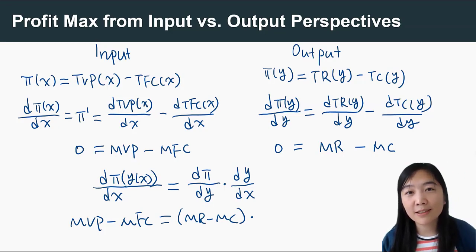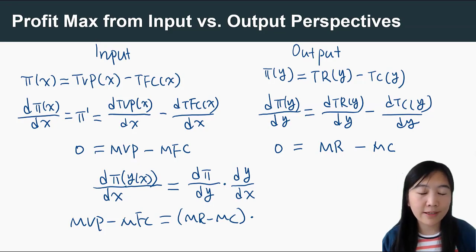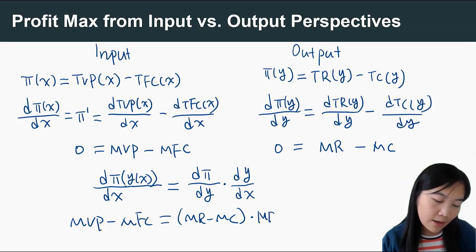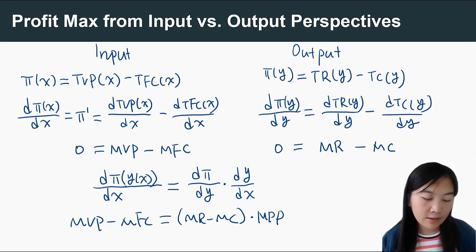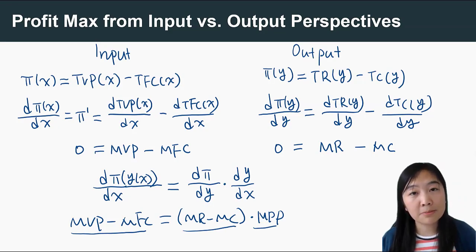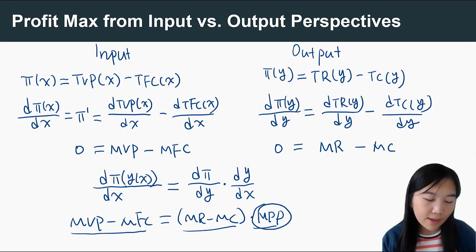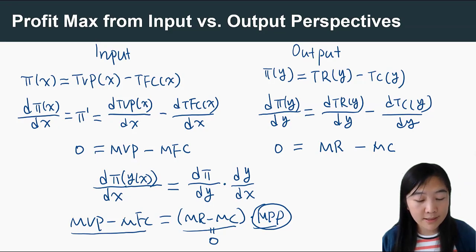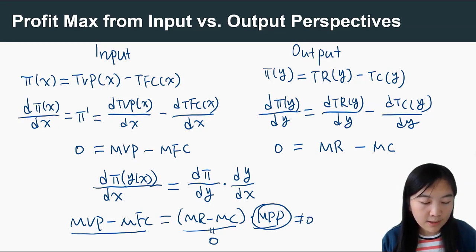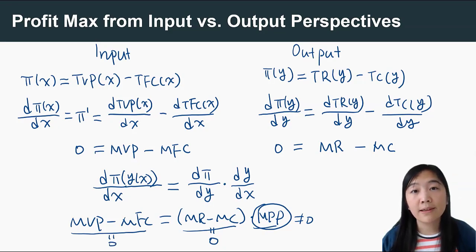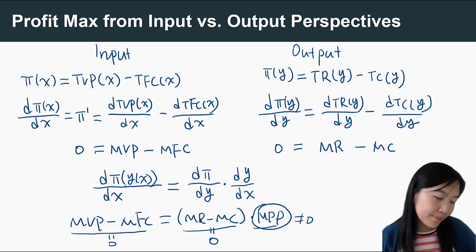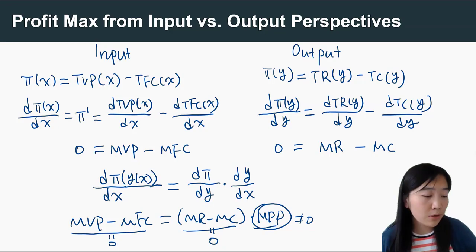So what is dy over dx? Taking the derivative of y with respect to x. I hope right now once I say that, MPP immediately is the answer. So we can see here the first order conditions from the input perspective and the output perspective are actually linked by MPP. If you set MR minus MC equal to 0, as long as MPP doesn't equal 0, then this condition is also satisfied. So if you solve your profit maximization from the output perspective, then you also solve it from the input perspective. The result that you will get will be exactly the same. And so this is the link between those two perspectives.